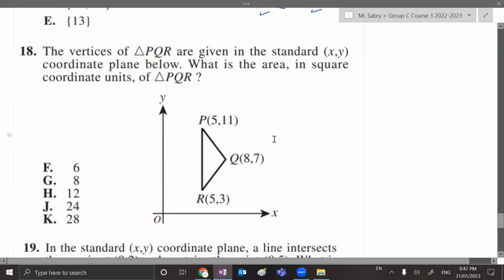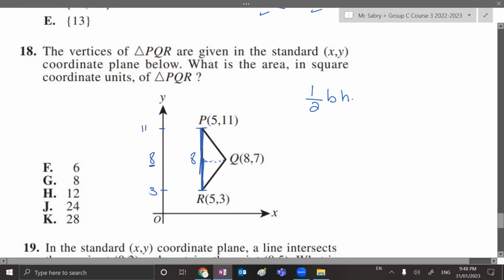The vertices of the triangle PQR are given in the standard XY coordinate plane. What is the area of PQR? What's the area of any triangle? It is half times base times height. Looking at this triangle, I can't consider anyone else the base except this one. So this is my base and this is my height. You can get the length of the base using the y coordinates: R's y coordinate is 3 and P's y coordinate is 11. So the difference from 3 to 11 is 8. So this base is 8.